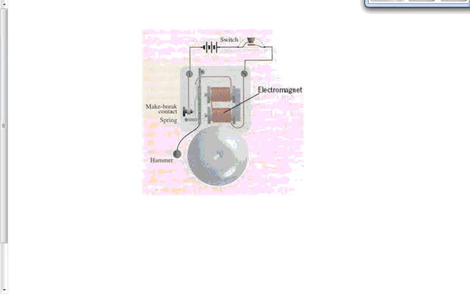You can see a switch up here which turns on or off the current that's generated by this battery. This battery has a negative end and a positive end like this. That causes the electric current to flow this way, so it causes it to flow counterclockwise.